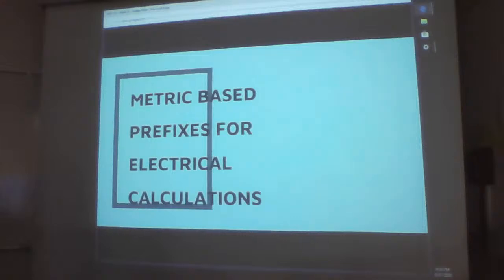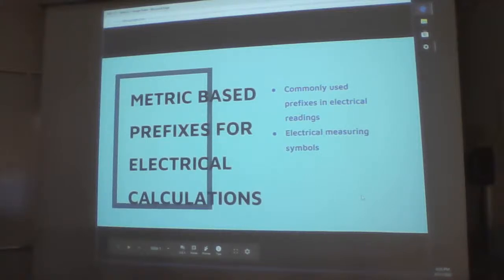Okay, so here we are today, AMT 151 Basic Electricity. We're going to start talking about metric-based prefixes for electrical calculations. We'll talk about commonly used prefixes in electrical readings, electrical measuring symbols, and a conversion table. We'll go over a conversion table and some conversion examples.